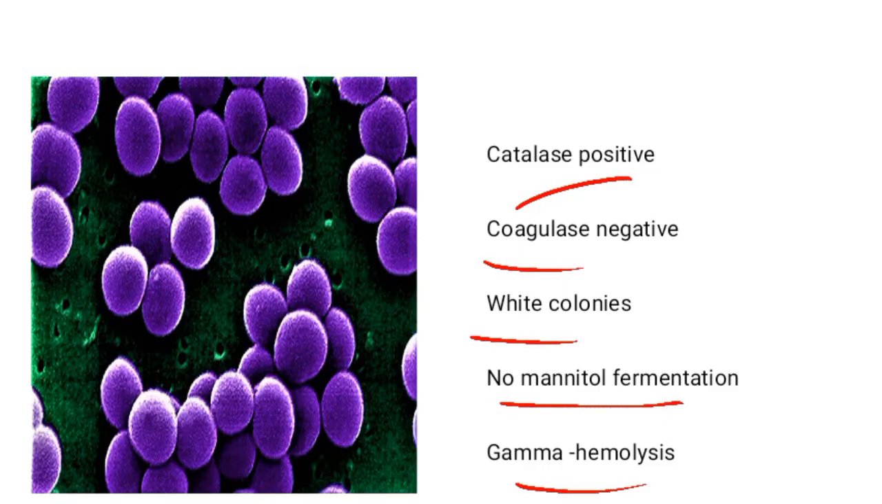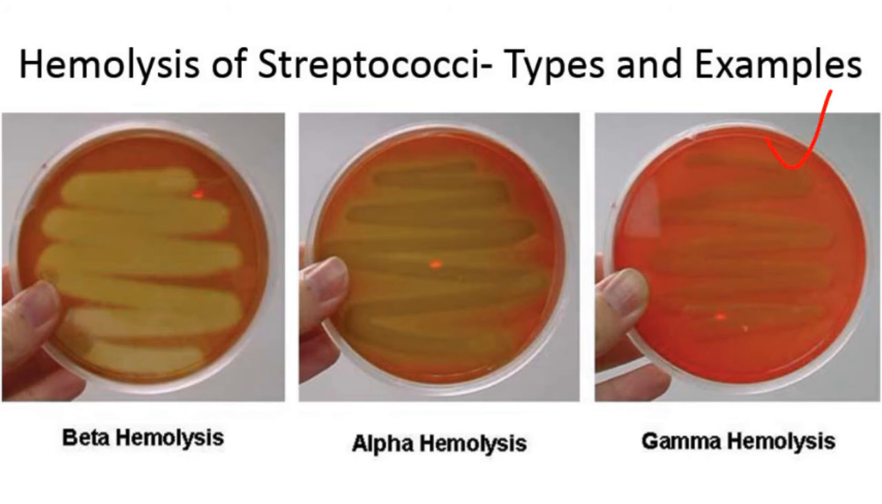Okay, it shows gamma hemolysis. Gamma means no hemolysis at all. As you can see here, there is no hemolysis, and it is shown by Staph saprophyticus.